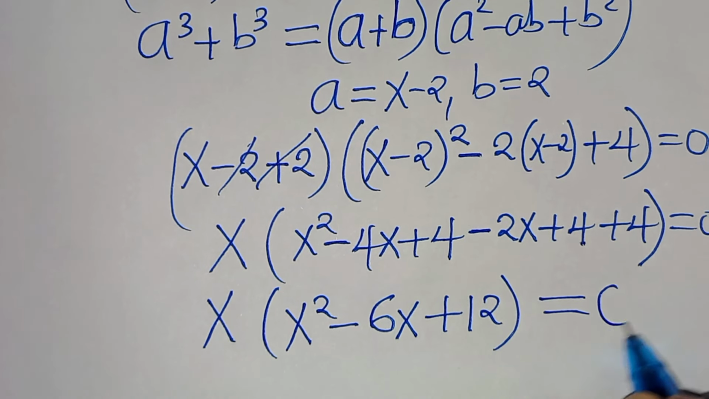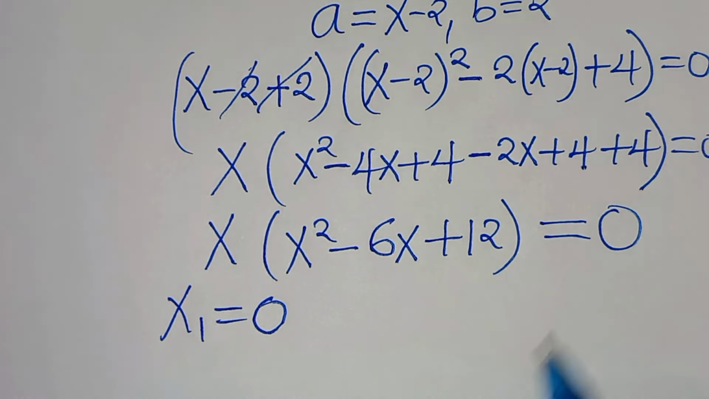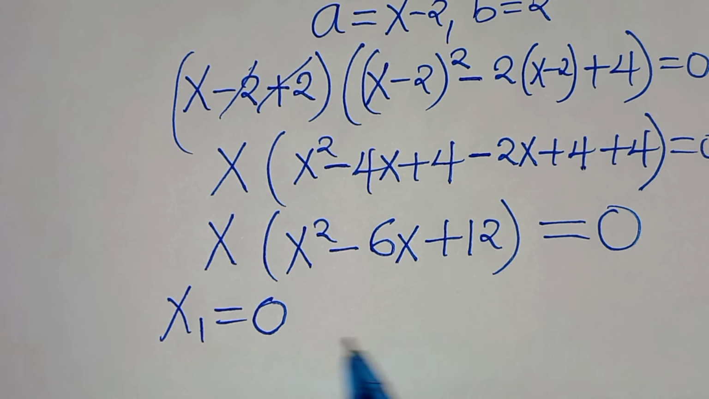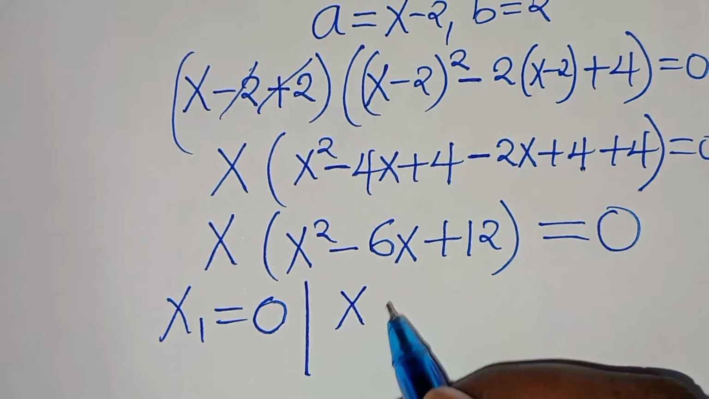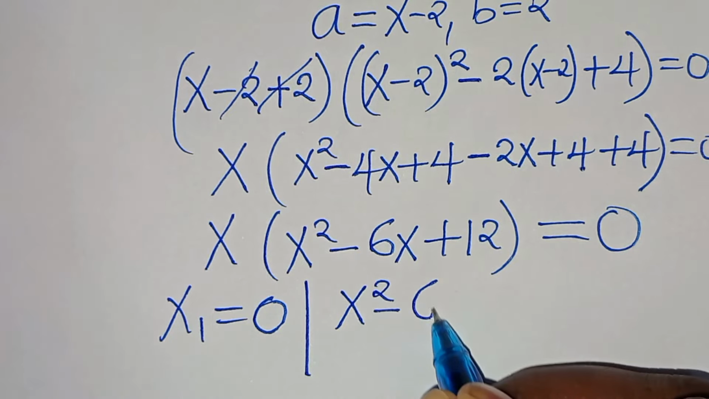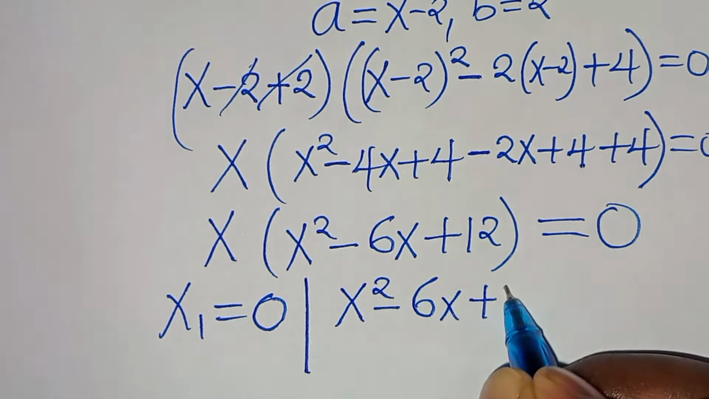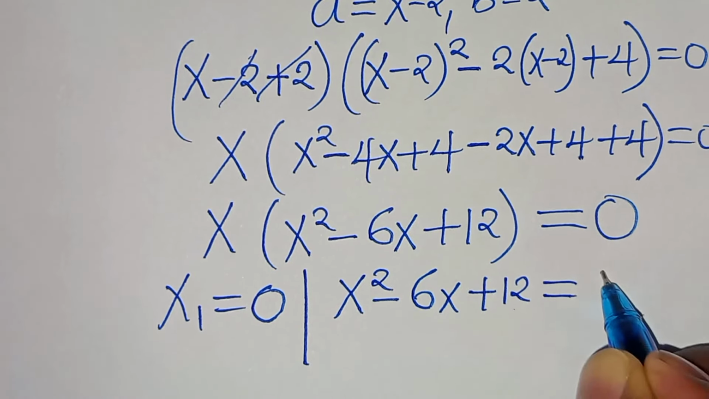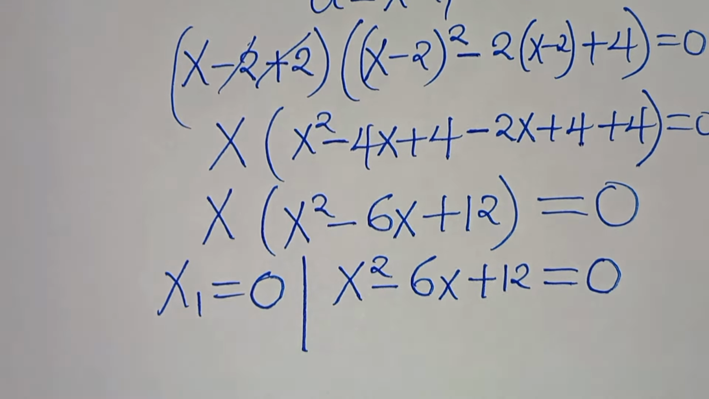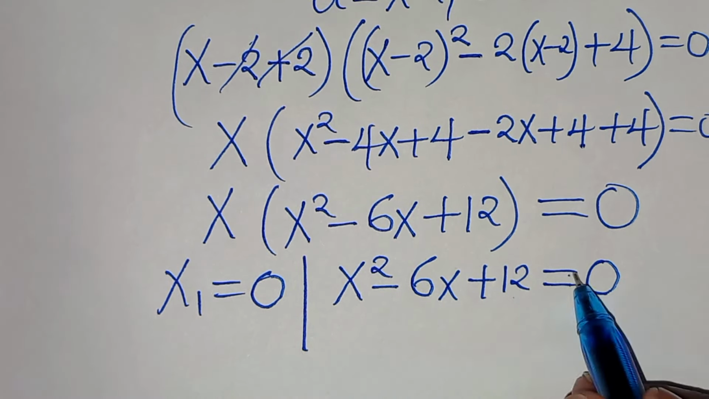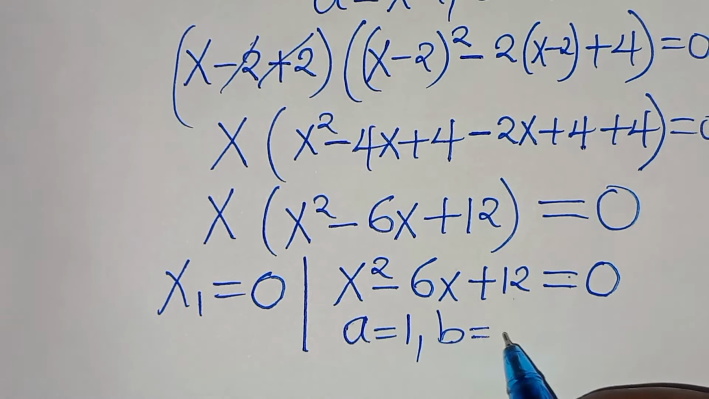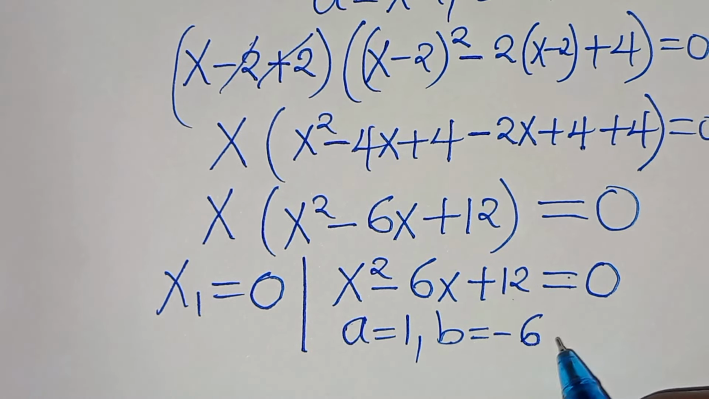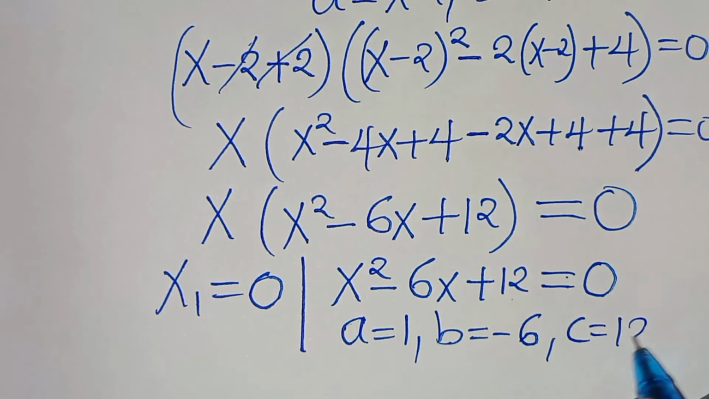So we have two parts here. We have that x1 is equal to 0. And we have the second part, a quadratic equation, which is x^2 - 6x + 12 = 0. From this quadratic equation we have that a is equal to 1, b is equal to -6, and c is equal to 12.